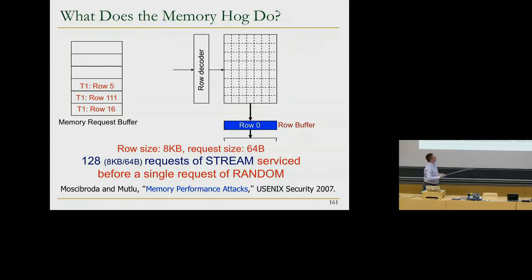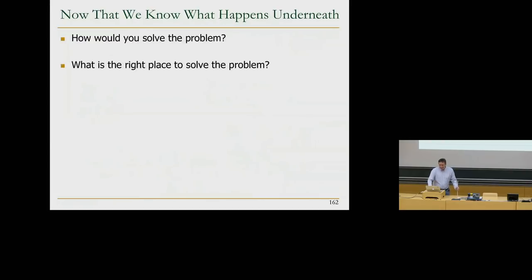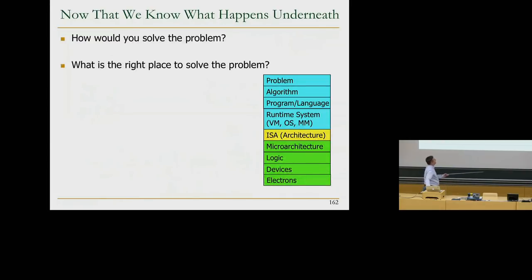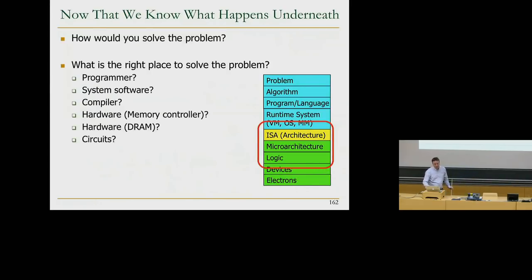Now, the problem is, the blue one could be an attacker. The red one would be the legitimate user of the system. And you could create something that unfairly hogs the memory to slow down your opponent. Bad and evil. So here is also the question, where do we solve this problem? Where does it occur? How can I attack this problem? How can I solve this problem?